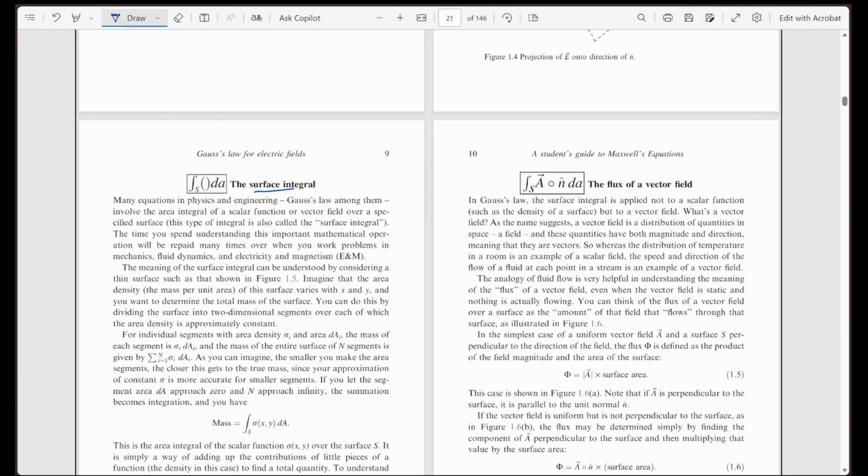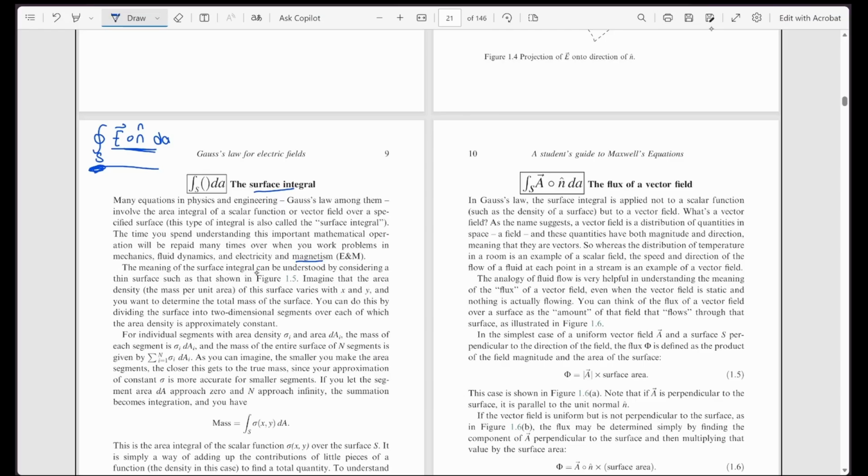Okay, so the left part, if you remember, was the surface integral of E dot dA. So we saw that part, and now we'll talk about the integration meaning. Many equations in physics and engineering, Gauss's law among them, involve the area integral of a scalar function or a vector field over a specified surface. This type of integral is also called a surface integral. The time you spend understanding this important mathematical operation will be repaid many times over when you work problems in mechanics, fluid dynamics, electricity, and magnetism. So it is just an important math concept you should know.